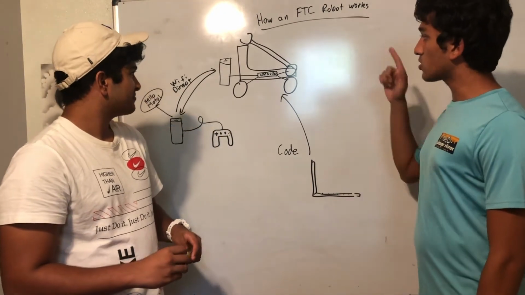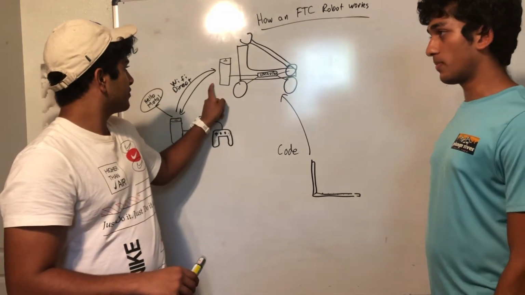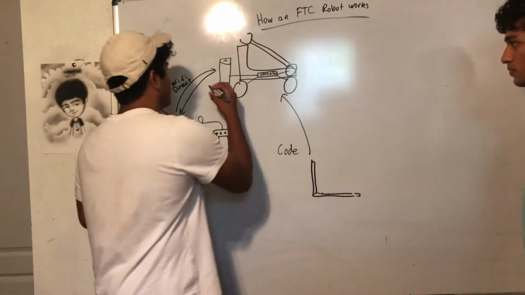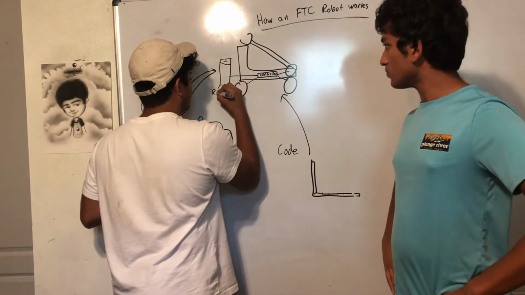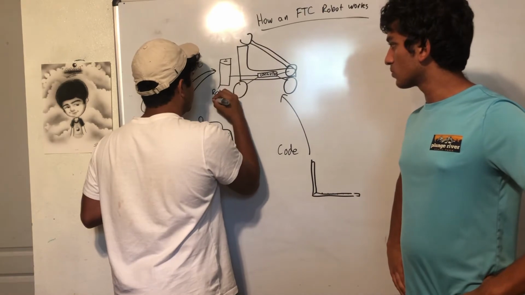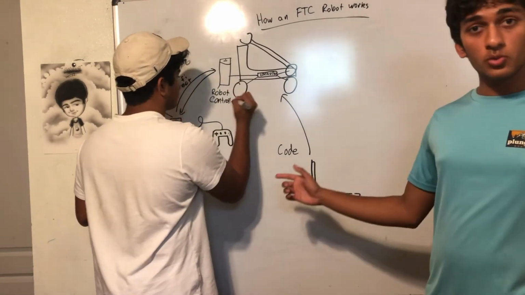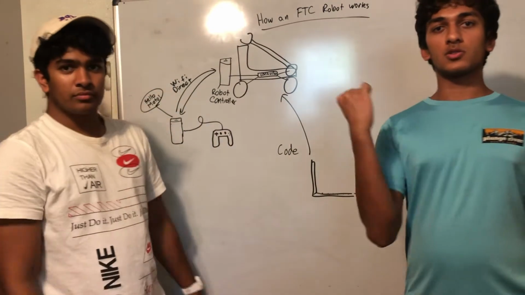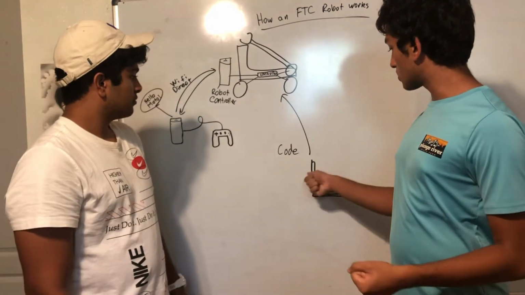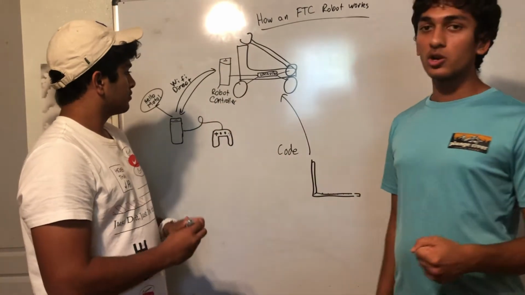That code is uploaded to the controller on the robot. This is called the robot controller. This phone right here. You have two phones. One of them is called the driver station. The other is the robot controller. Our code from the computer goes over a wire: one end goes in the computer, one end goes in the robot controller, and it's uploaded.